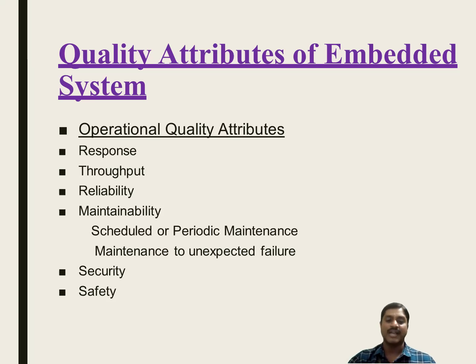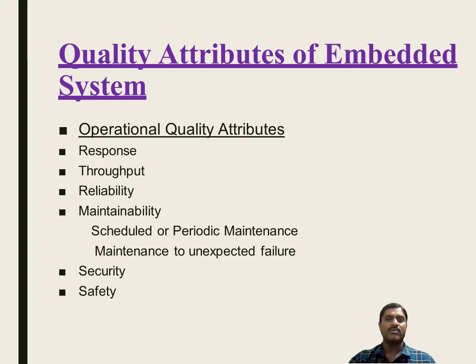Here we have the availability also. So the availability deals with protection of data and application from unauthorized users. Okay, and the final operational quality attribute is safety. So what do you mean by safety? The safety deals with possible damages that can happen to the operator, public, and the environment due to the breakdown of an embedded system.